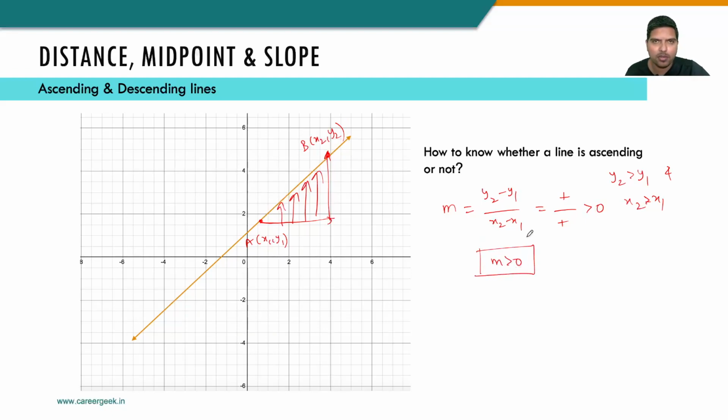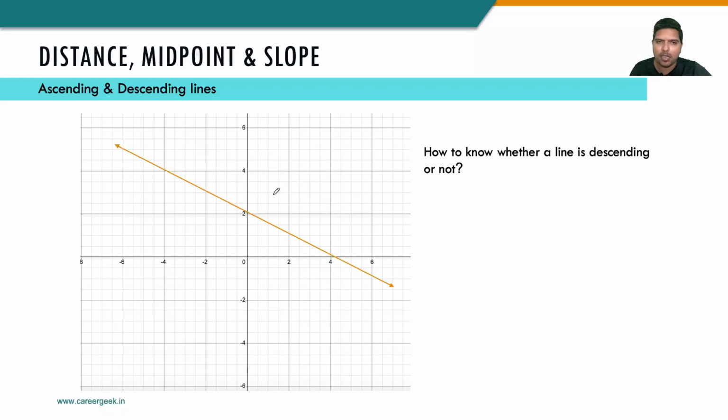Technically you can say this, or take a point, move to the right and see if the y points are going up or increasing, it is an ascending line. The same happens to a descending line. Take any point, x1, y1. And from there go right and see what's happening to the y values.